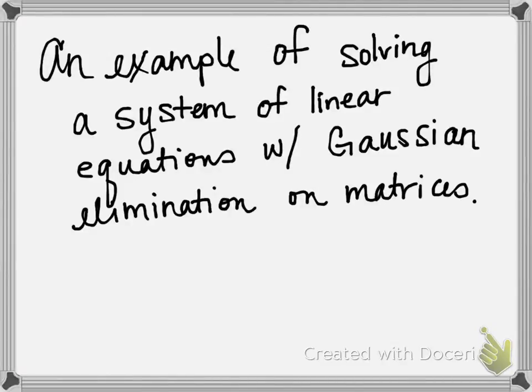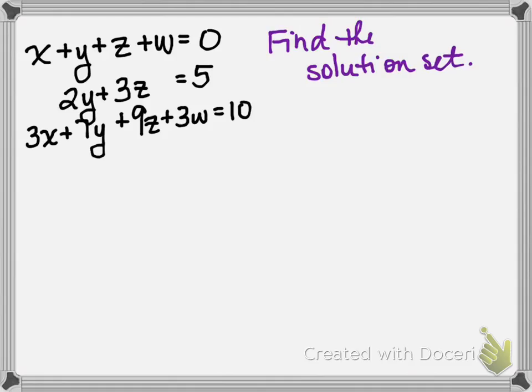I want to do one more example of solving a system of linear equations with Gaussian elimination on matrices, and particularly this is going to be a more complicated example where the answer ends up being infinite and we have to use parameters to describe the solution set. Usually you don't know that ahead of time, but I'm telling you that so that you know what to expect, so you can think about how to write these parameters in the future.